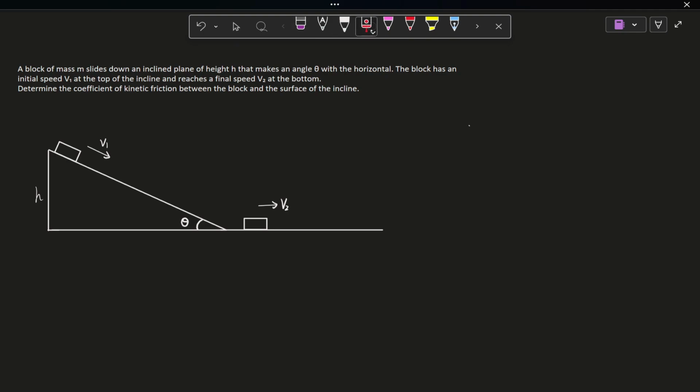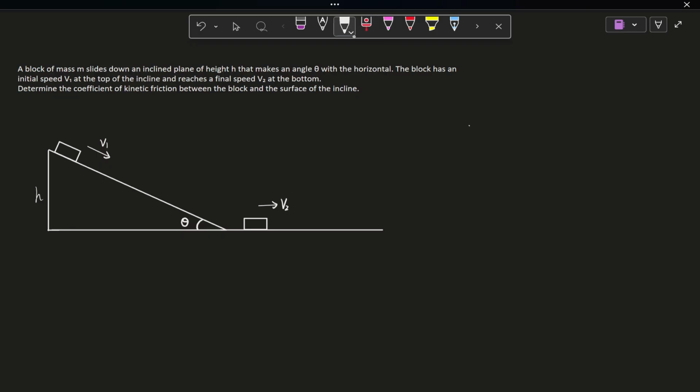A block of mass m slides down an inclined plane of height h that makes an angle theta with the horizontal. The block has an initial speed v1 at the top of the incline and reaches the final speed v2 at the bottom. Determine the coefficient of friction between the block and the surface of the incline.